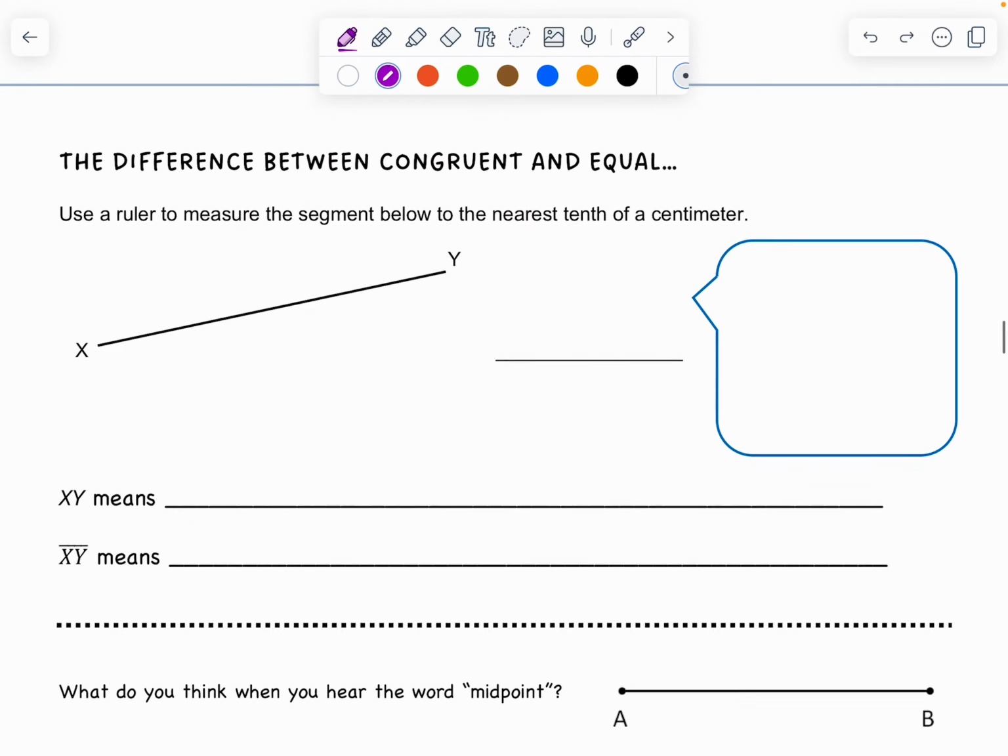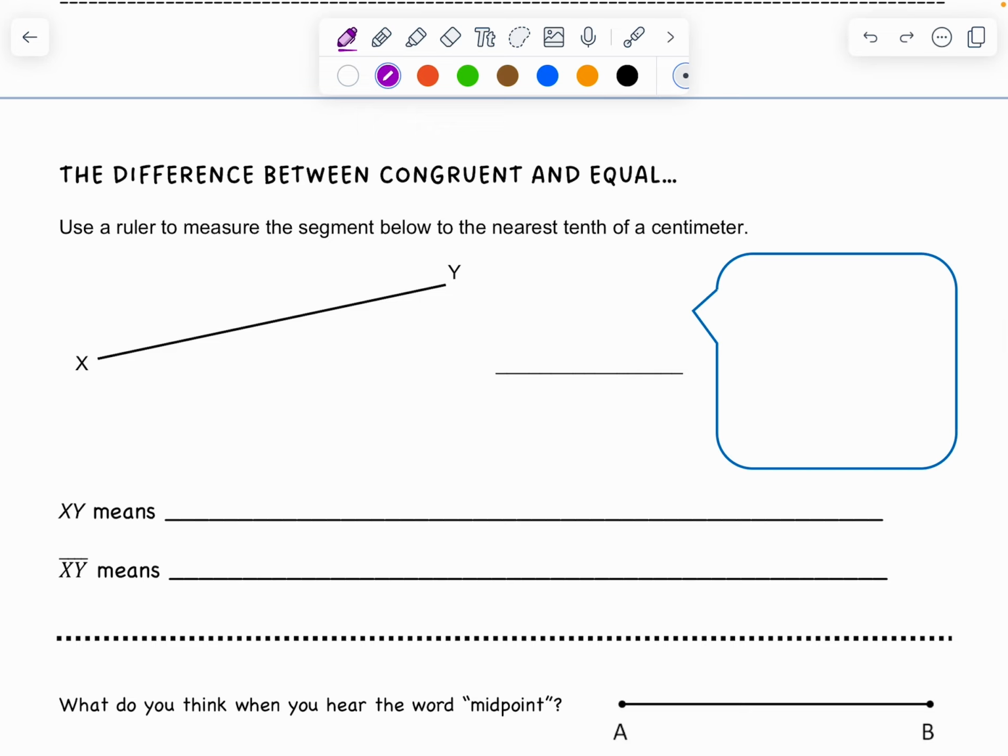So what I want us to do is take a ruler and measure the length of segment XY, which I can do because segments are finite. They don't go on forever and ever like lines and rays do. So I'm going to measure how long that segment is, roughly. It doesn't have to be exact.